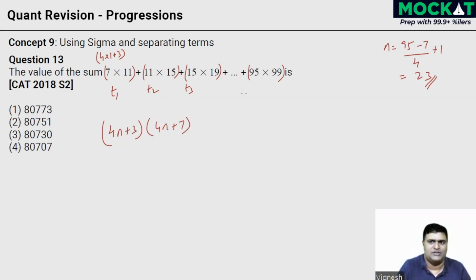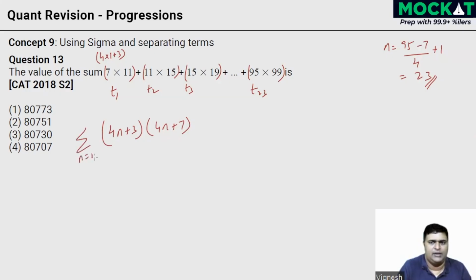So just try out once if you want. Try out for T23. I know that's my 23rd term. 4 into 23 is 92. 92 plus 3 is 95. 92 plus 7 is 99. Everything is perfect, right? Perfectly fits over here.